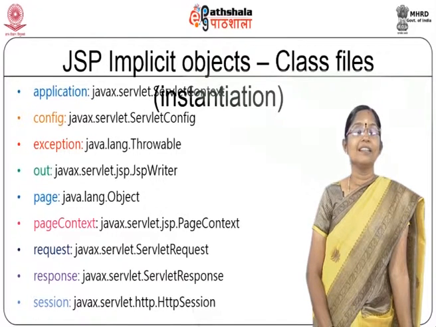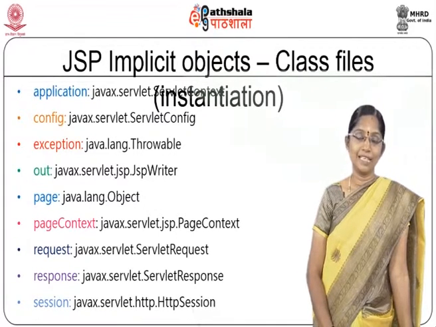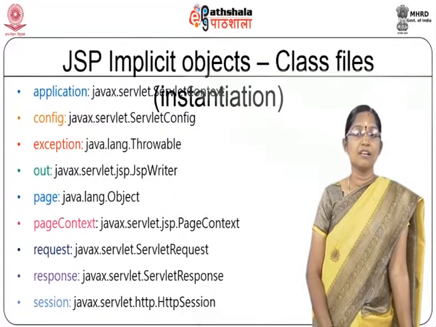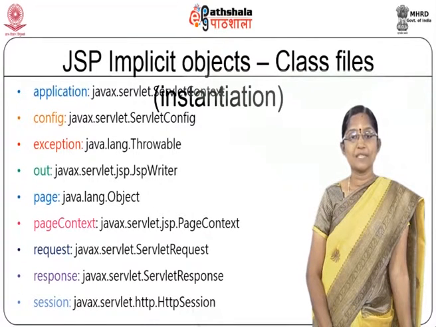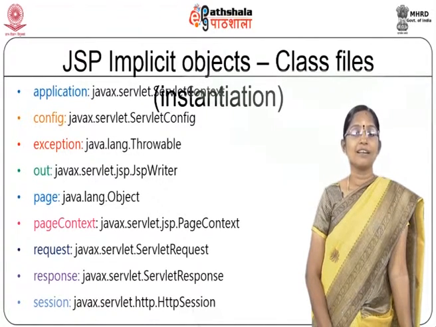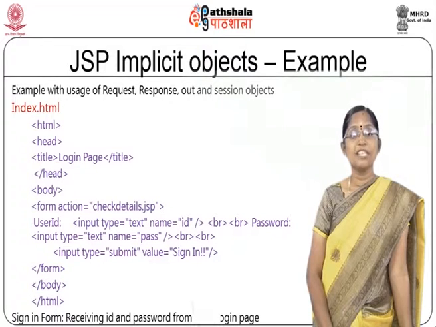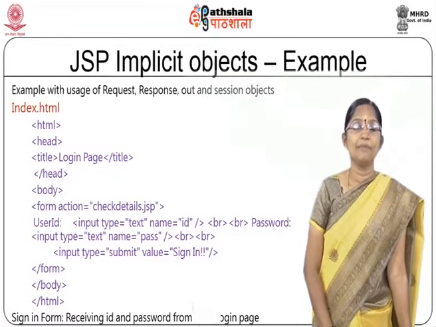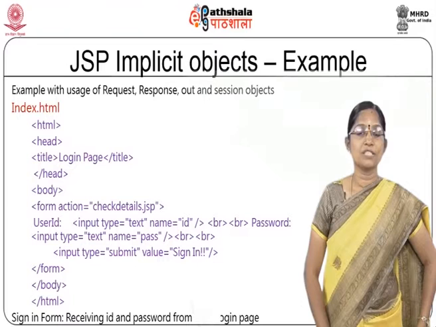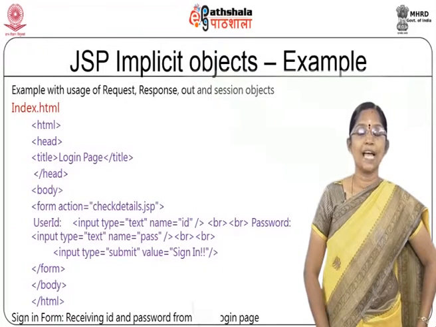So, on the left hand side we have shown all the 9 JSP implicit objects, and from which class each object has been instantiated. The class names have been displayed on the right hand side. Okay. So, this is an example which makes use of the JSP implicit objects. It makes use of the request object, response object, out and session object.